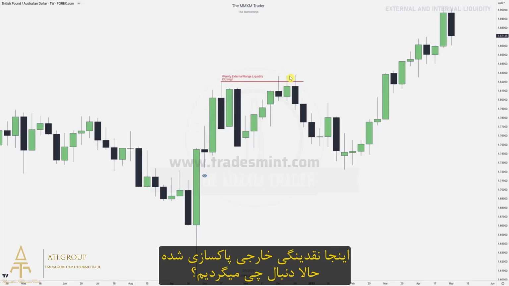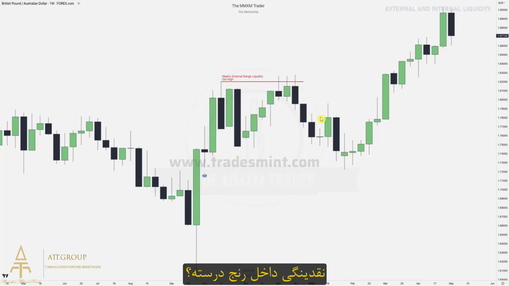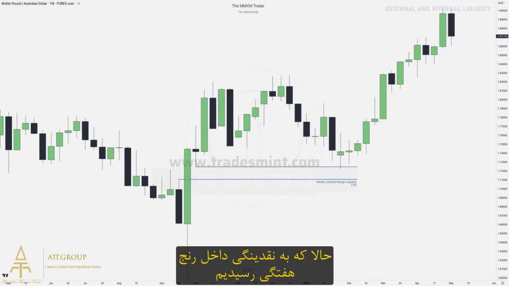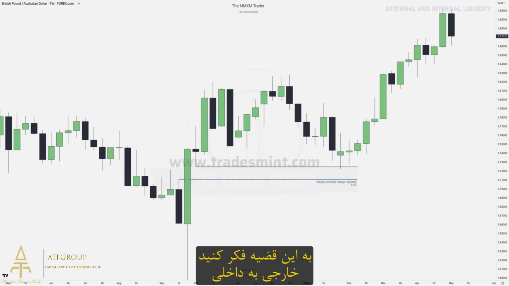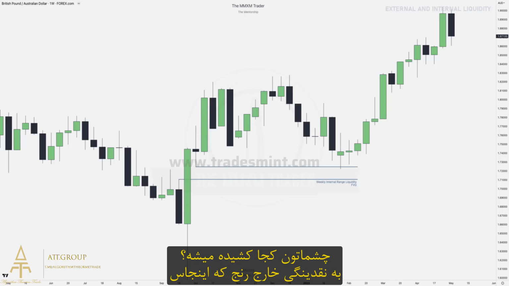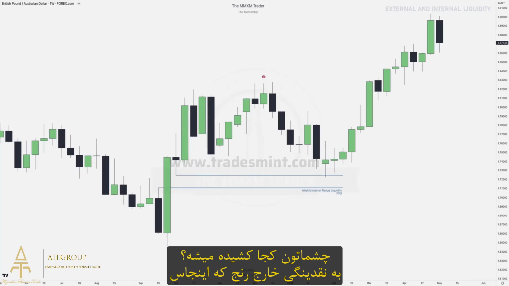External range has been taken, so what are we going to look for next? Internal range, right? Weekly internal range liquidity over here. And it draws in there perfectly. Now we've hit that weekly internal range liquidity. Think about it, right? External to internal. Now we're in internal. Where are we going to draw into next? Where is your eye going? Right? External range liquidity, over here.